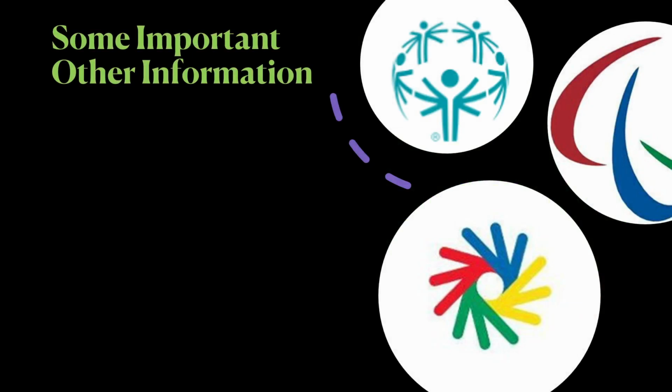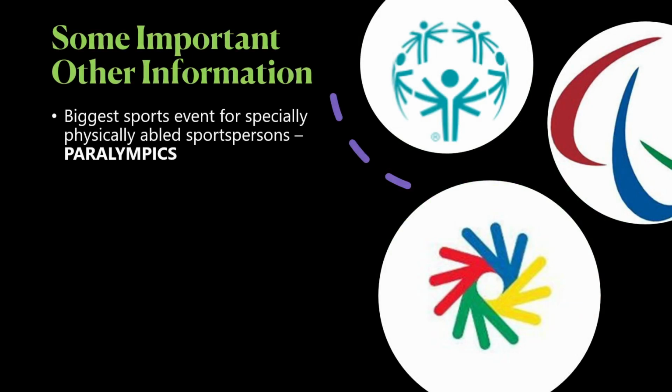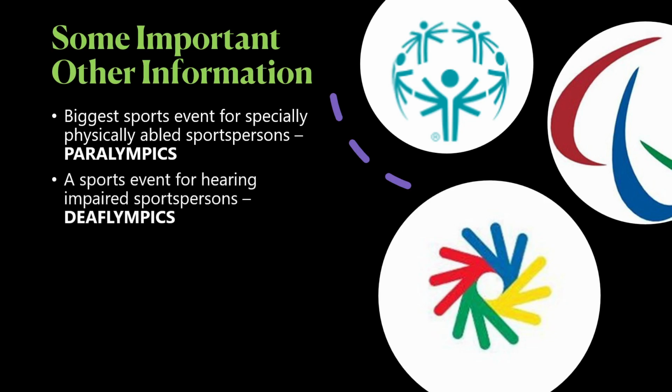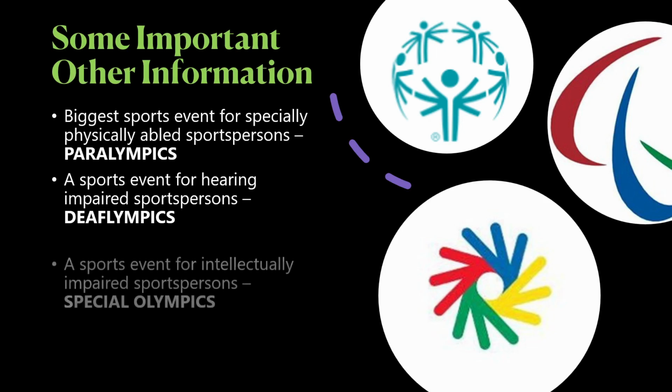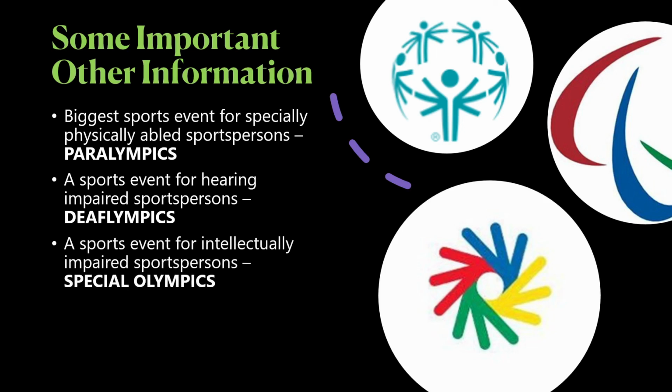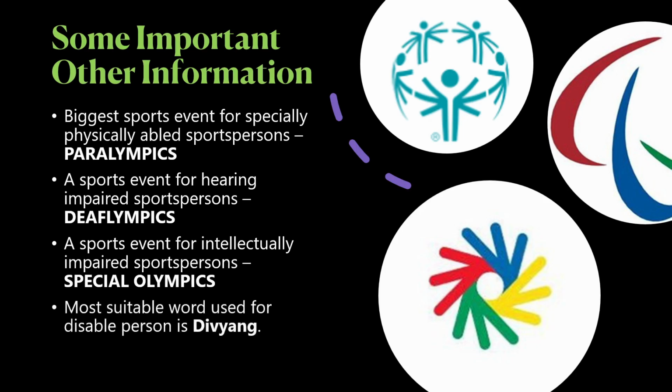Some other important information. The biggest sports event for specially physically abled sportspersons is the Paralympics. A sports event for hearing impaired sportspersons is the Deaflympics. A sports event for intellectually impaired sportspersons is the Special Olympics. The most suitable word used for a disabled person is Divyang.